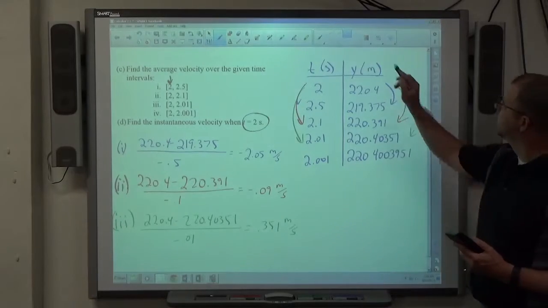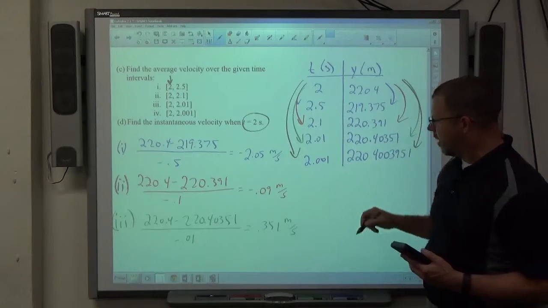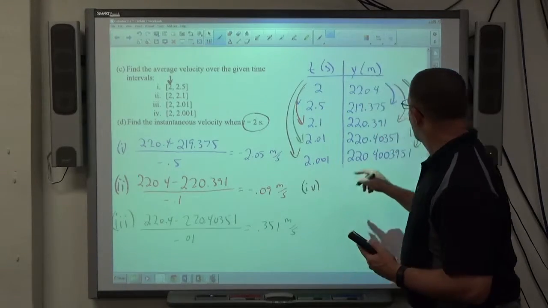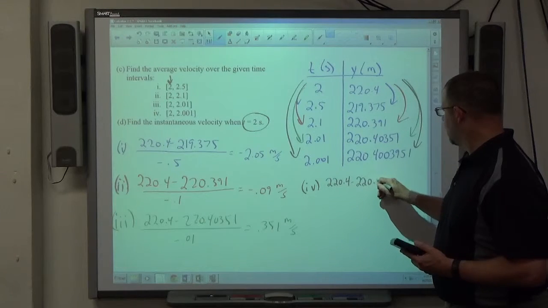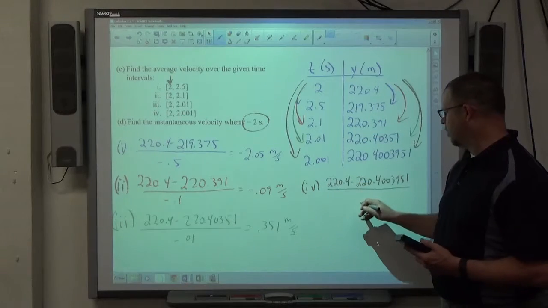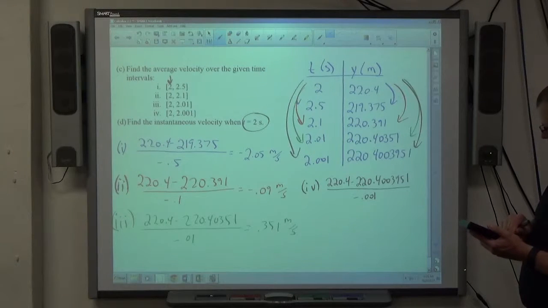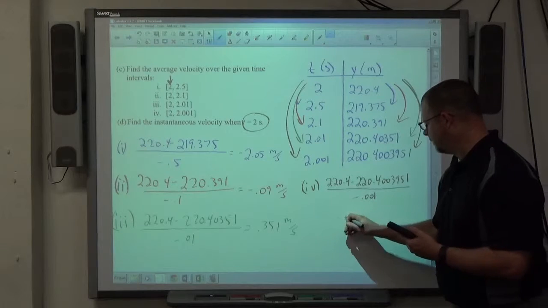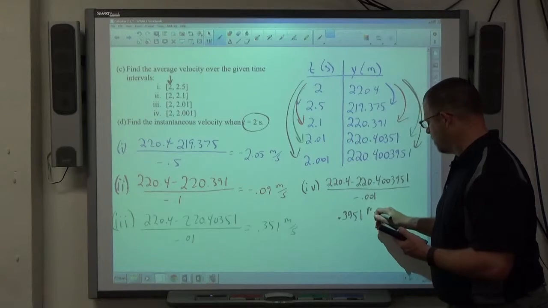All right, finally, the last one, number 4. How far did it go? How long did it take? So number 4, 220.4 minus 220.4003951 divided by 2 minus 2.001, so negative 0.001. Comes out to positive 0.3951 meters per second.